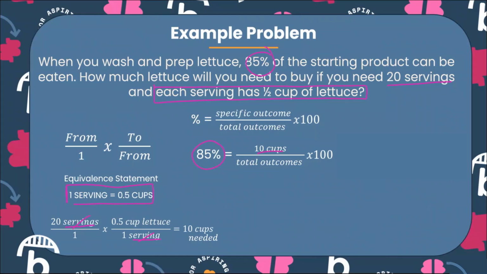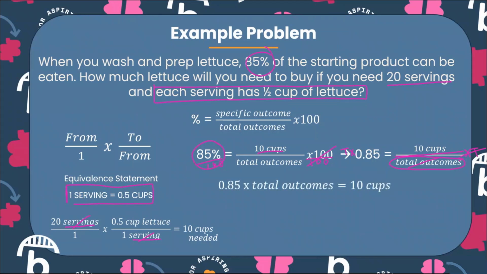First things first, get rid of that 100%, divide both sides by 100. 100 cancels out over here. 0.85 is equal to 10 cups over our total outcomes. Now, we have to do the same math that we just did on our last problem. To solve for total outcomes, we need to get it out of the denominator. So we have to undo division, multiply both sides by total outcomes. Total outcomes cancels out on this side. And we end up with 0.85 times total outcomes equals 10 cups.